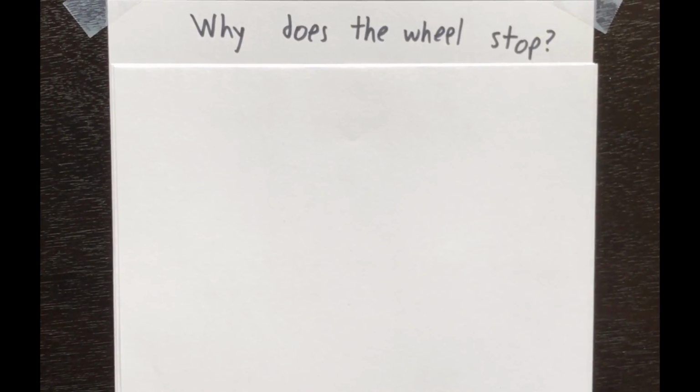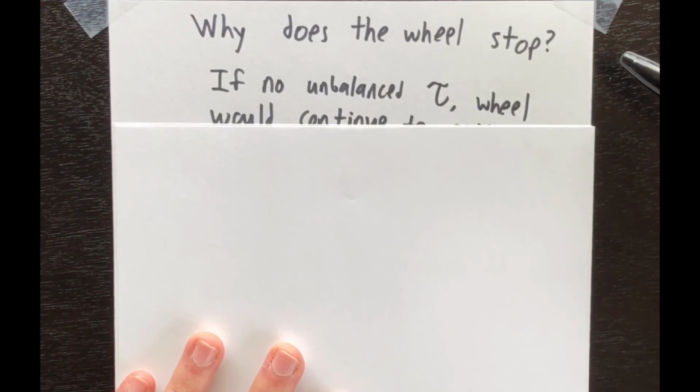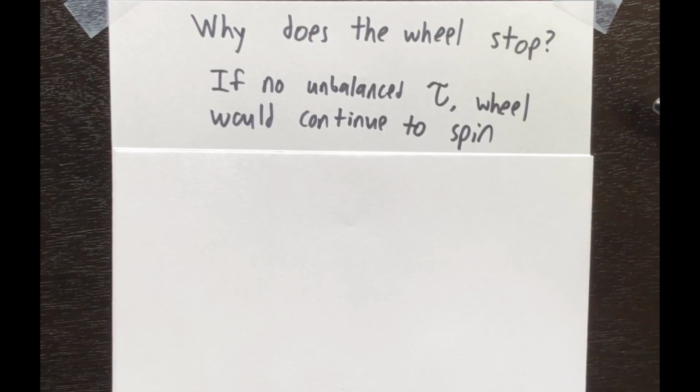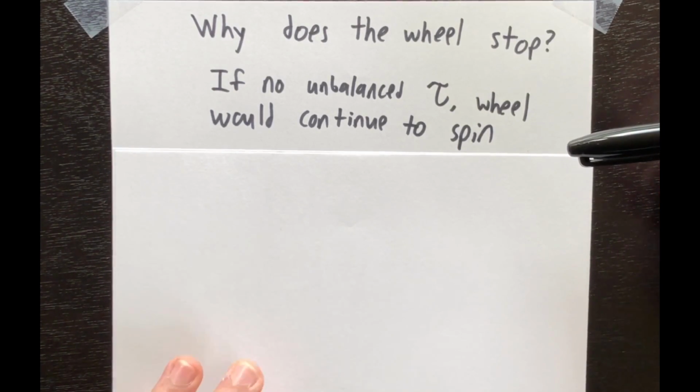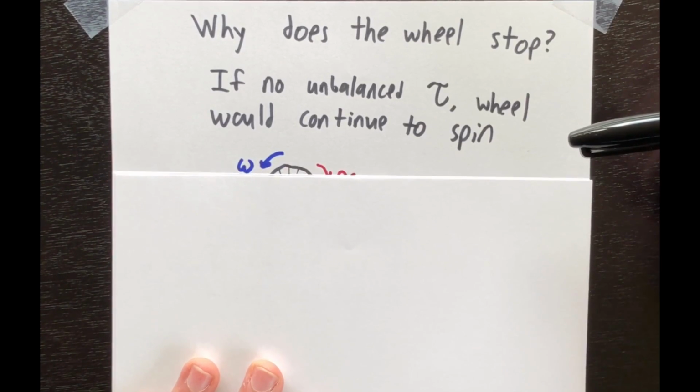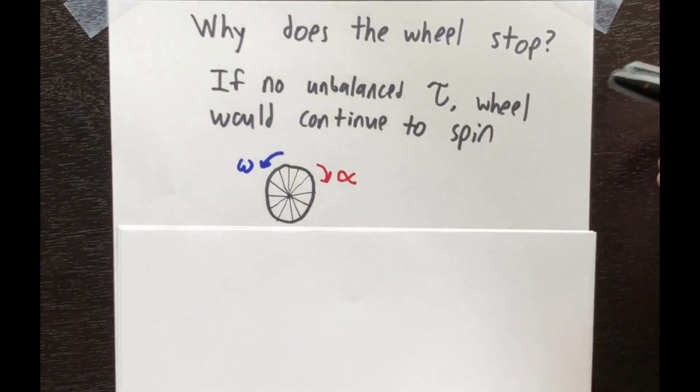So now we need to think about, why does the wheel stop? If there was no unbalanced torque on the wheel, it would continue to spin. This is just like objects moving linearly. If there's no force acting on the object, it'll continue to move at constant velocity. So we know there must be some sort of torque on this wheel as it's spinning, and that has to be the opposite direction of the direction of motion.